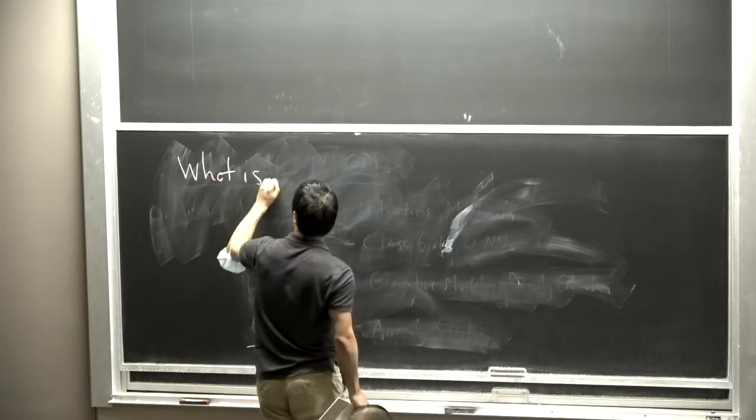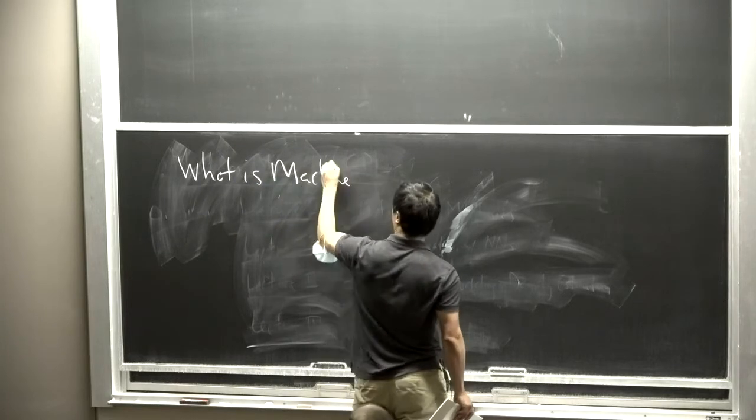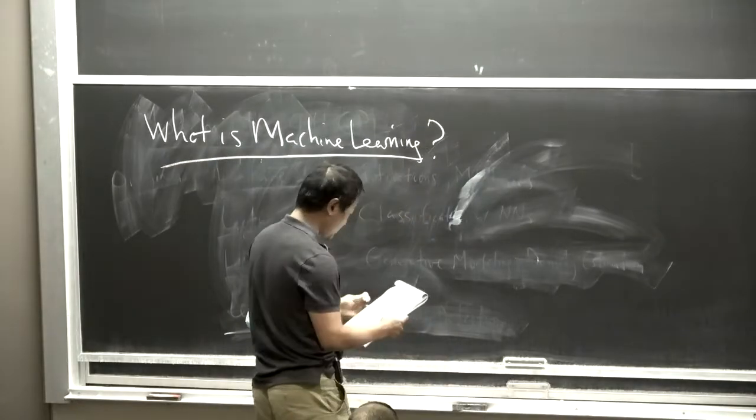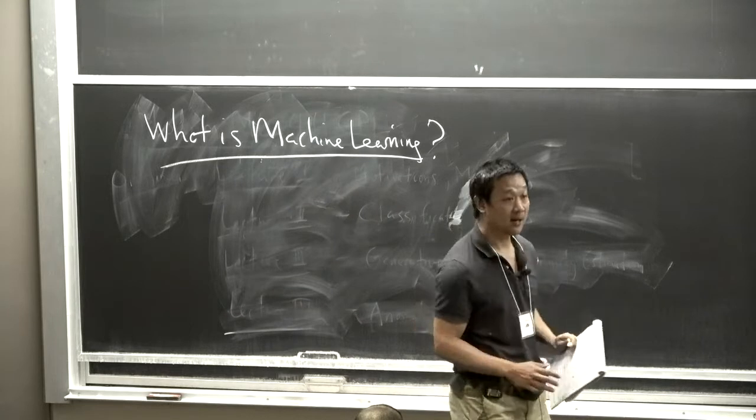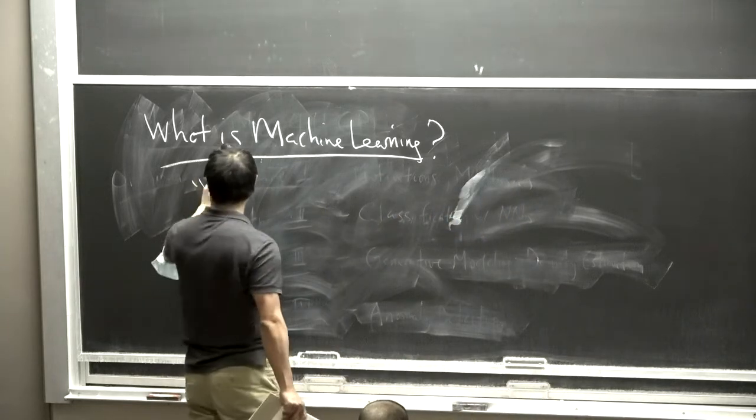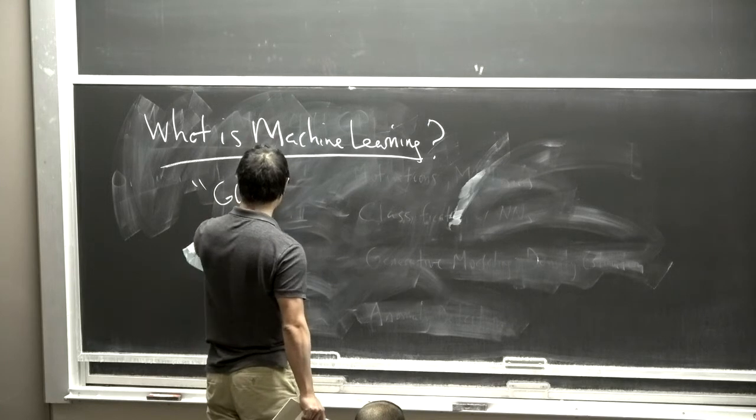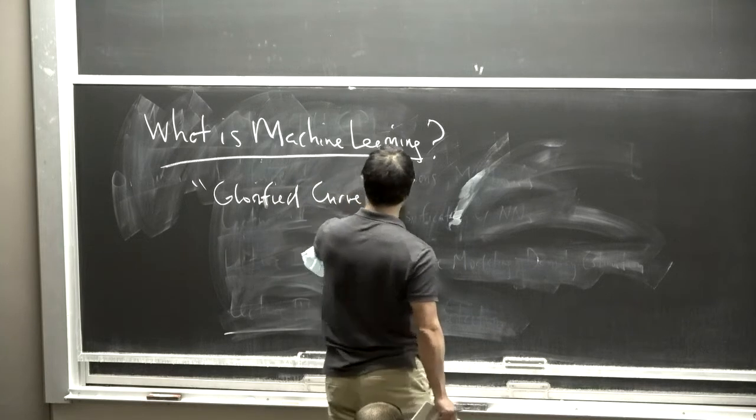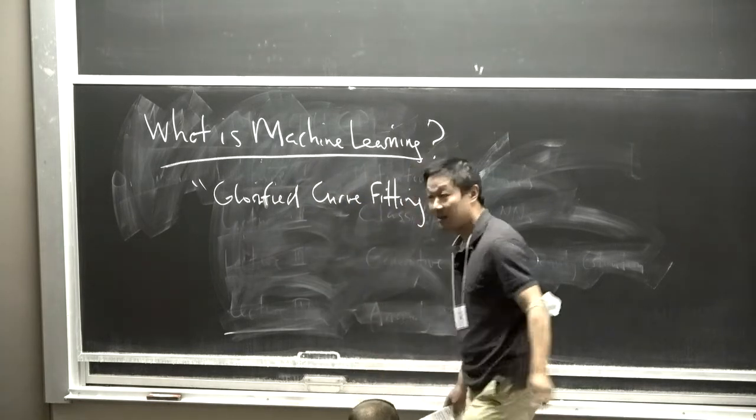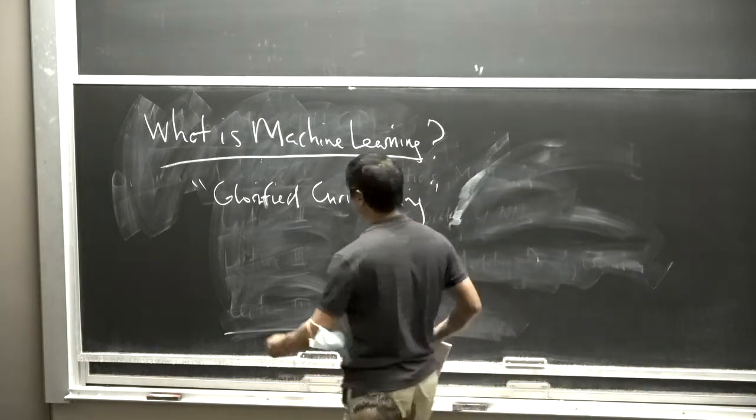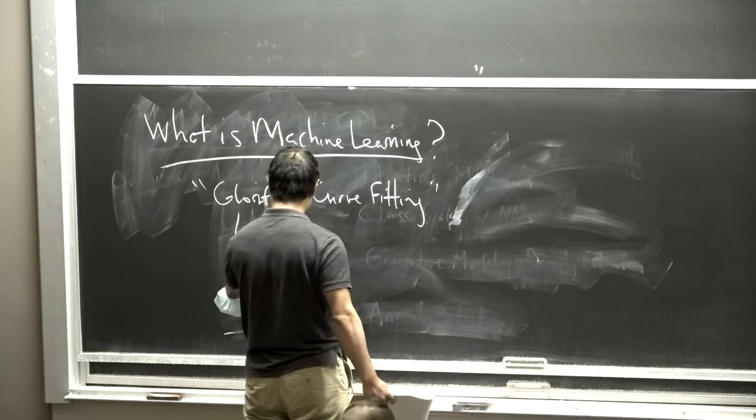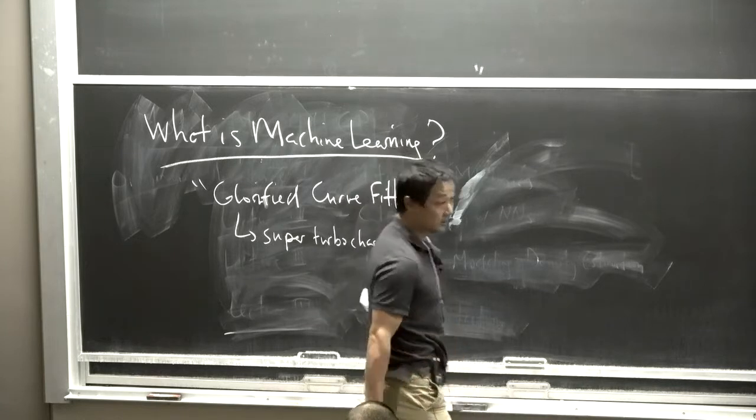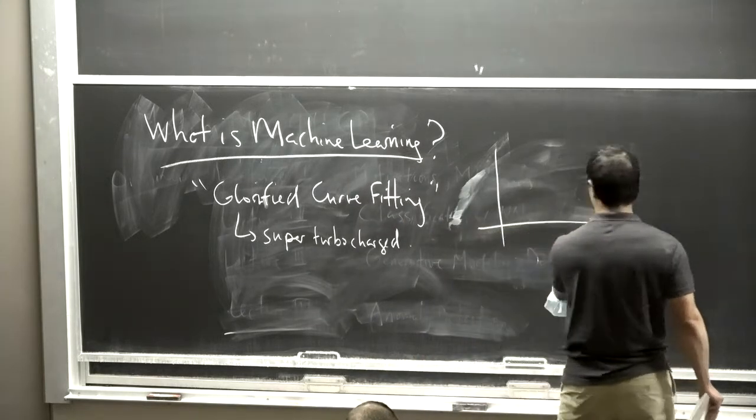So what is machine learning? Okay, so what is machine learning? I think in a nutshell, machine learning is really glorified curve fitting. Okay, that's all it is. Glorified, but very glorified. So like super turbocharged curve fitting.